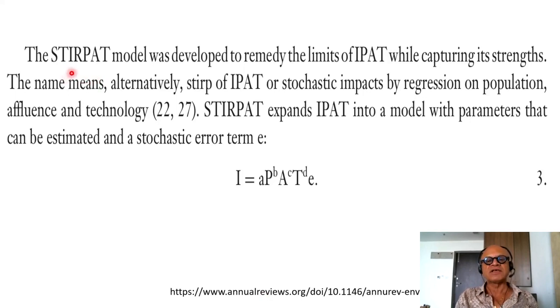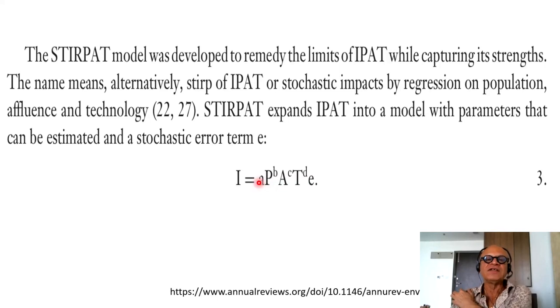This is a model that expands on the IPAT model and adds some parameters. It was developed to remedy the limits of IPAT while capturing its strengths. The name means alternatively a stripped-down IPAT, or stochastic impacts by regression on population, affluence, and technology, and it has a stochastic error term added on top of all these exponentials for each of population, affluence, and technology, with a constant in front of it.